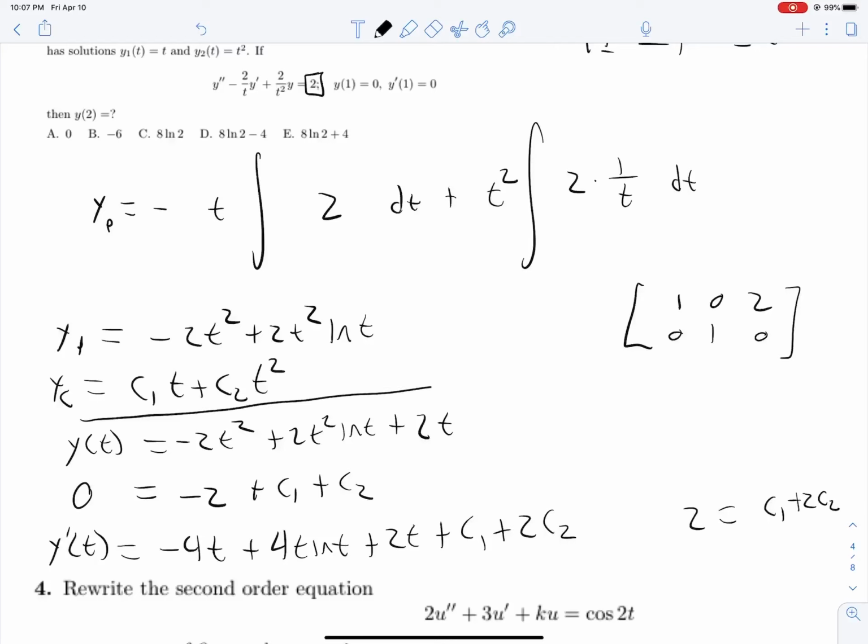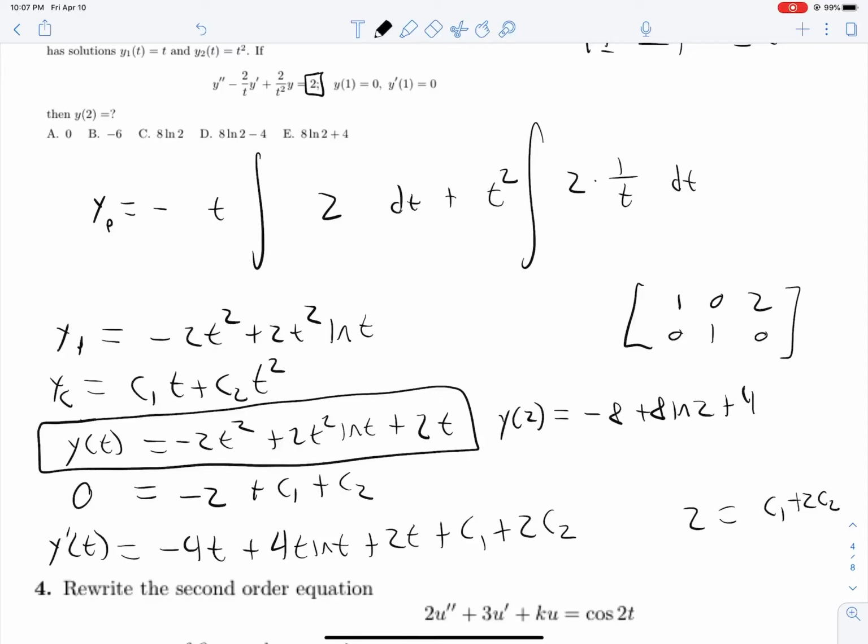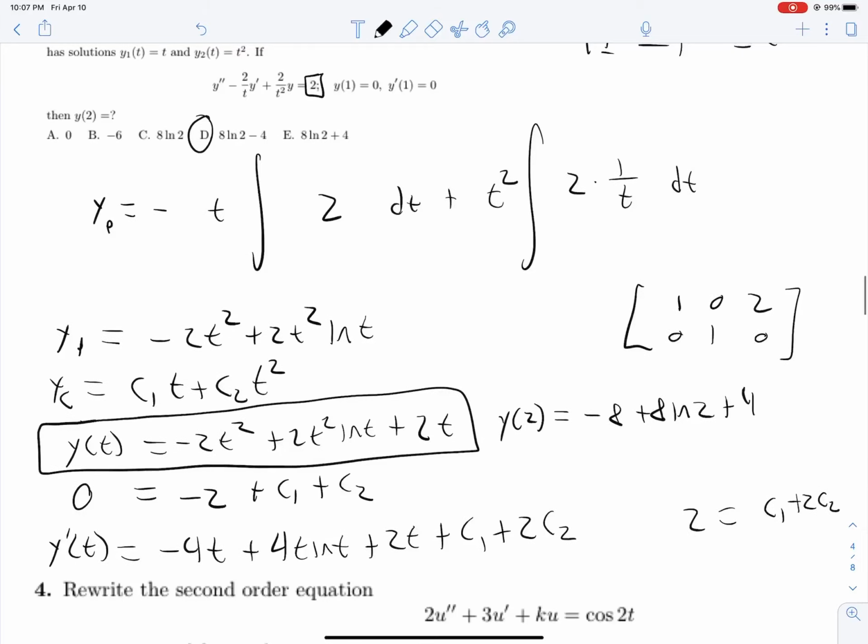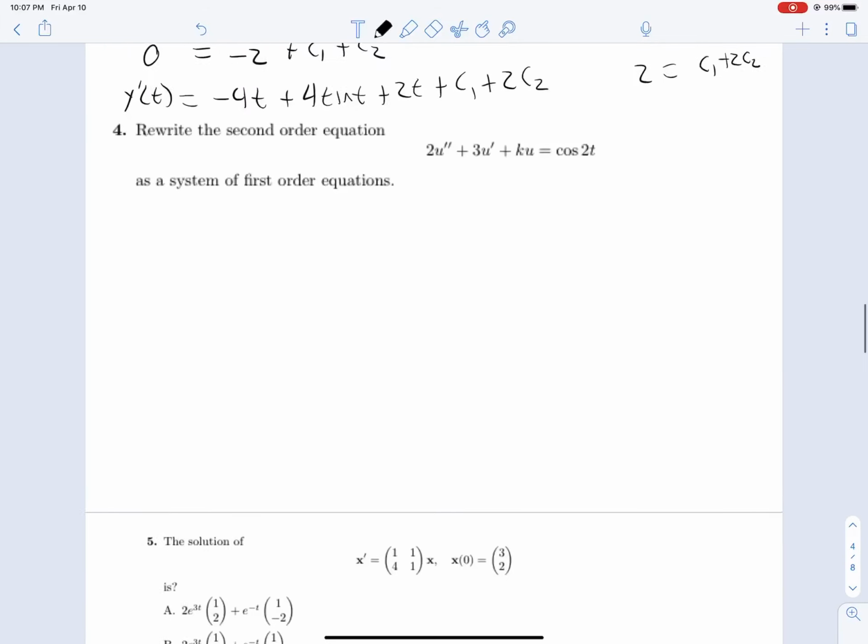I know it's getting a little bit of a jumble in here, but if we're solving for y of 2, that will give us -2 times 4, so -8, plus 8 ln 2 plus 4. So we get 8 ln 2 minus 4. D should be our correct answer.